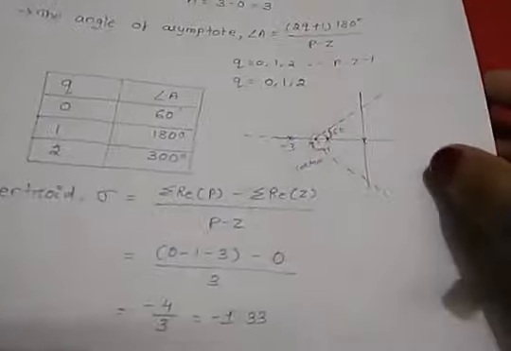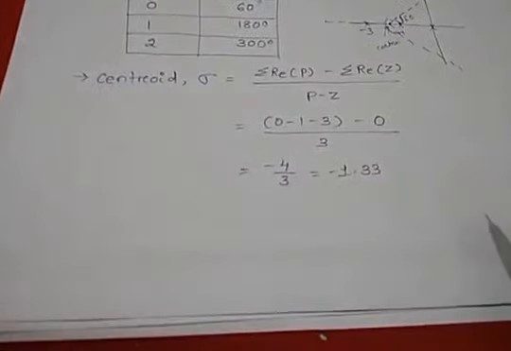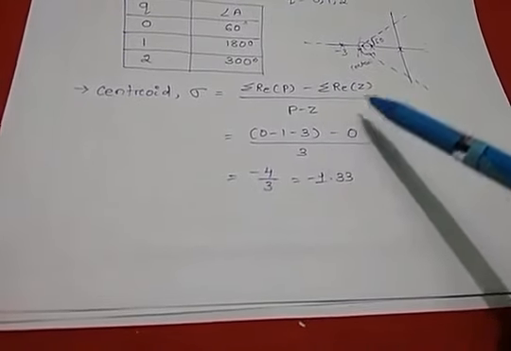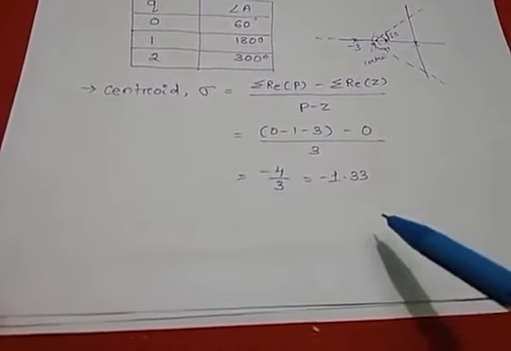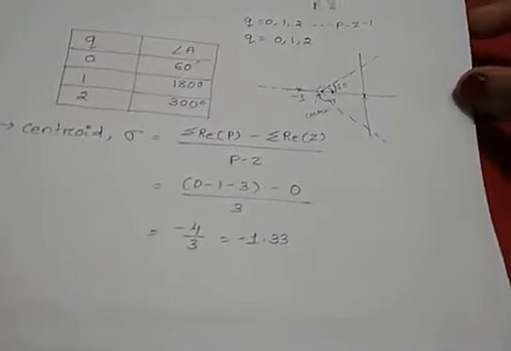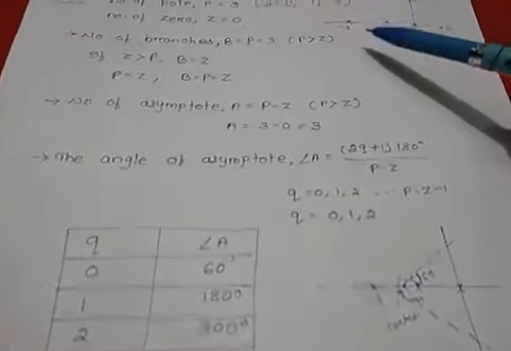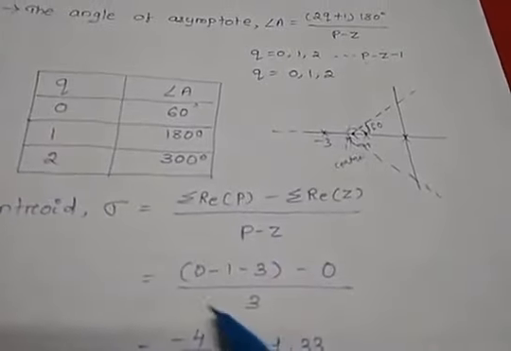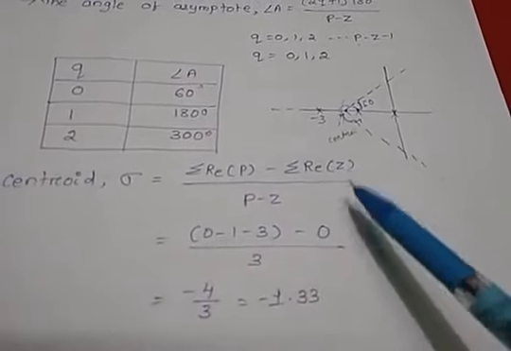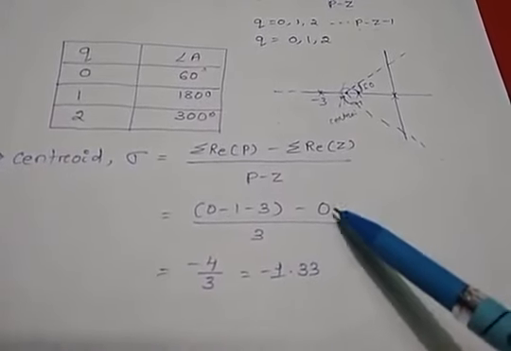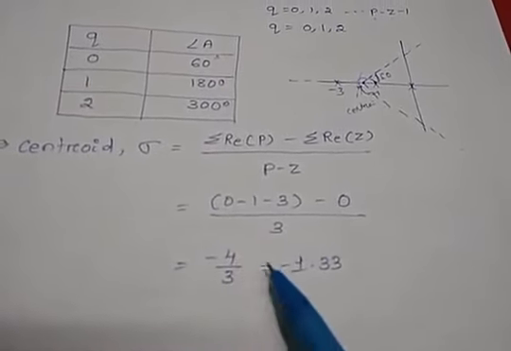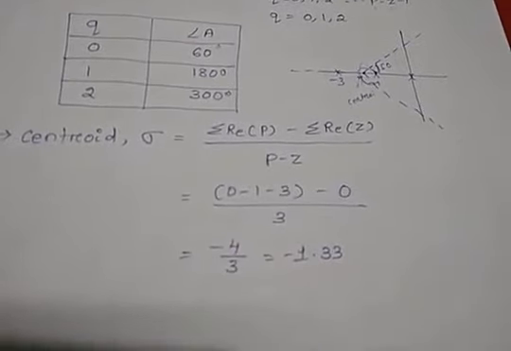Now next is the centroid. The centroid, according to the formula, is the sum of real parts of poles minus the sum of real parts of zeros, divided by P minus Z. As we have three real poles here, that is 0, minus 1, minus 3, we can easily put them in, and we have no zeros, so the value of the real part of zeros is 0. Now we get minus 4 by 3, the value is minus 1.33. Okay, got it.